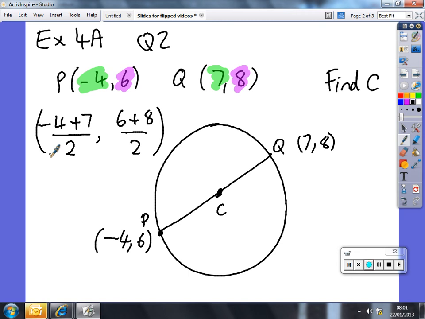-4 add 7 is 3, so it's going to be 3 over 2. Let's leave it as a fraction. 6 plus 8 is 14, divided by 2, of course, is 7. So the centre, which is the midpoint of the diameter, is going to be 3 over 2, 7.